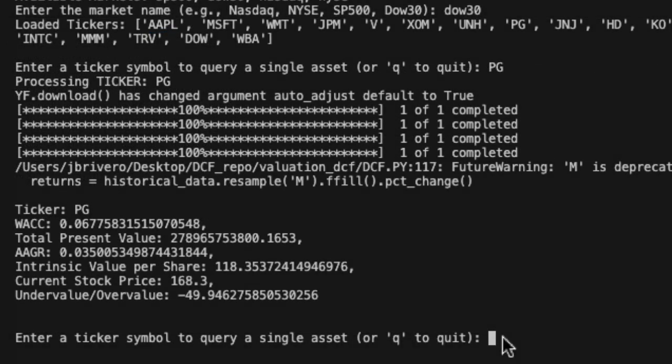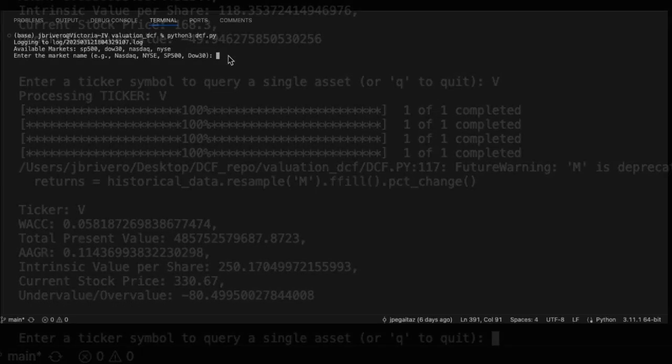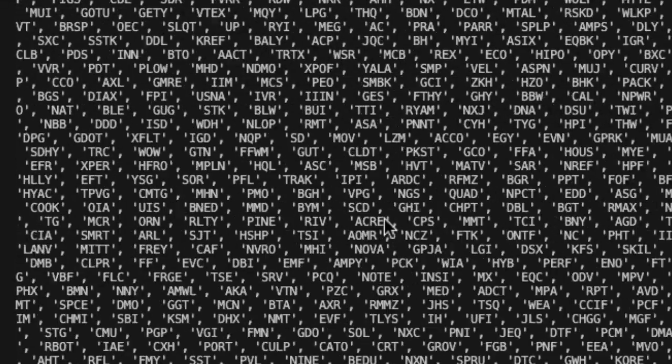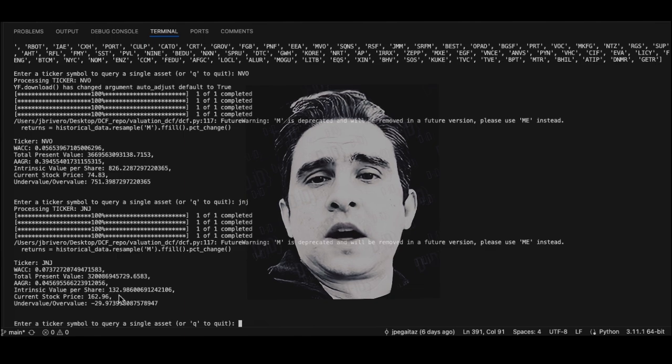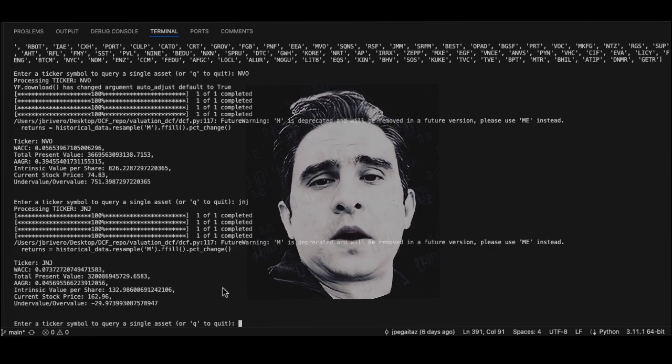Using projected cash flows, we discount future earnings to their present value. This step is essential in determining whether a stock is currently undervalued or overvalued. This open-source valuation system brings algorithmic precision to investment decision-making.